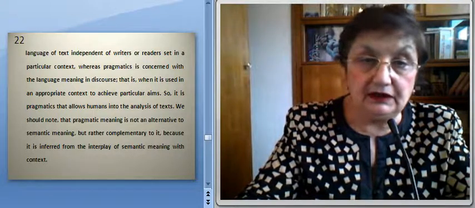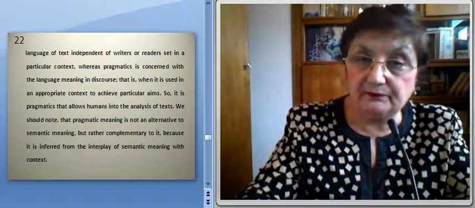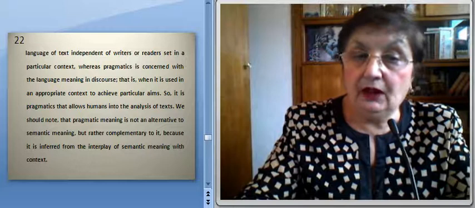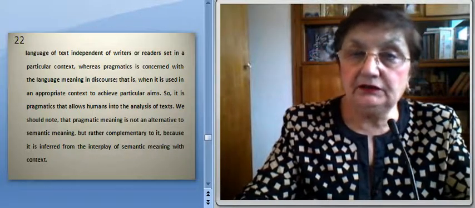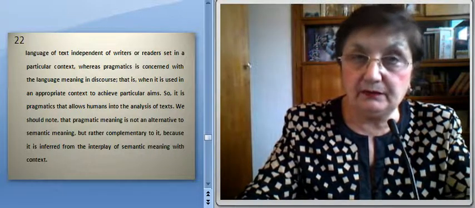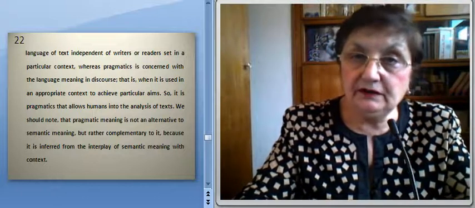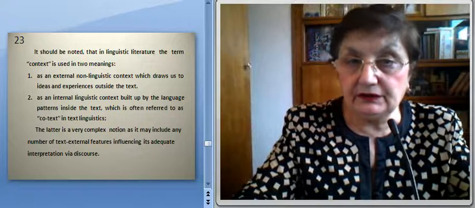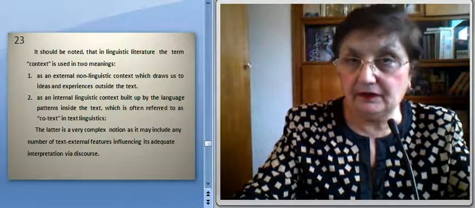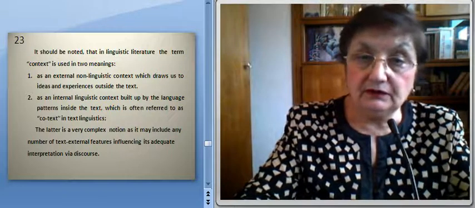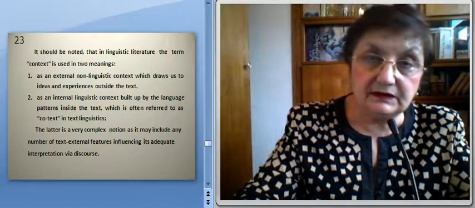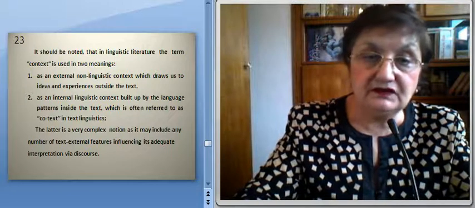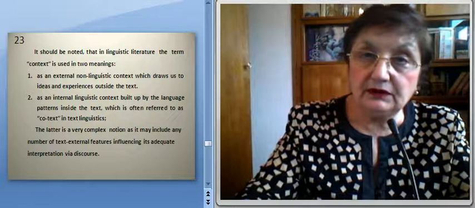We should know that pragmatic meaning is not an alternative to semantic meaning, but rather complementary to it because it is inferred from the interplay of semantic meaning with the context. It should be noted that in linguistic literature, the term context is used in two meanings. First, as an external, non-linguistic context which draws us to ideas and experiences outside the text. And second, as an internal linguistic context built up by the language patterns inside the text, which is often referred to as co-text in text linguistics. The latter is a very complex notion, as it may include any number of text external features influencing its adequate interpretation via discourse.